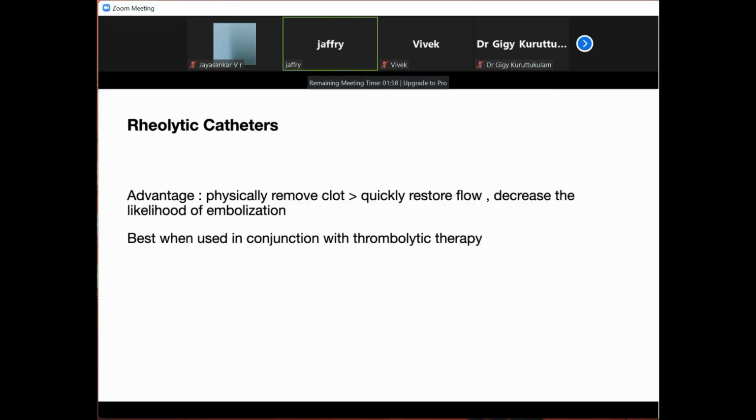Another technique is using rheolytic catheters. The advantage of these rheolytic catheters is that they can physically remove clot and quickly restore the flow with a decreased risk of embolization. And it is best when mixed with the other modality, that is, thrombolytic therapy.